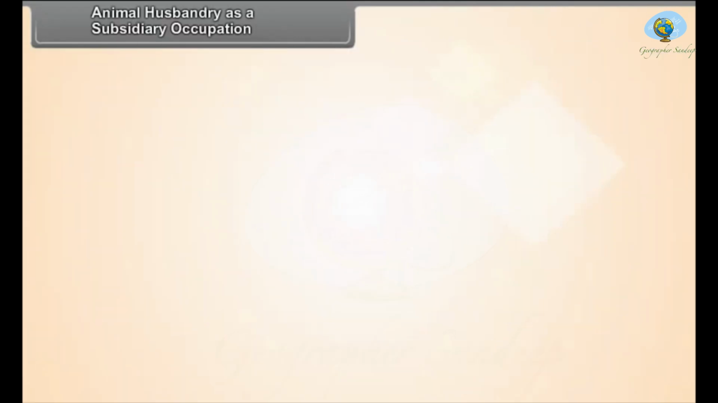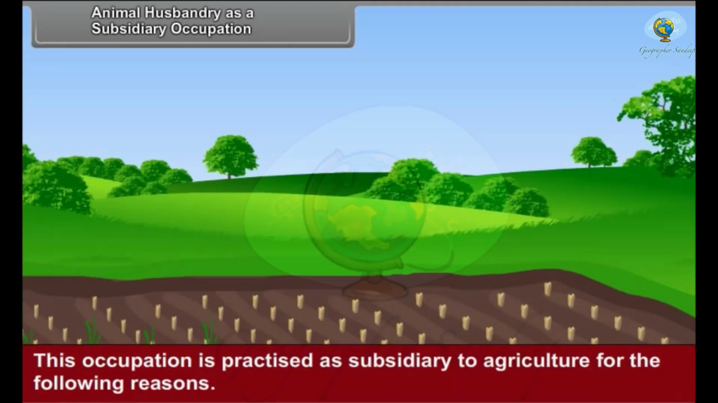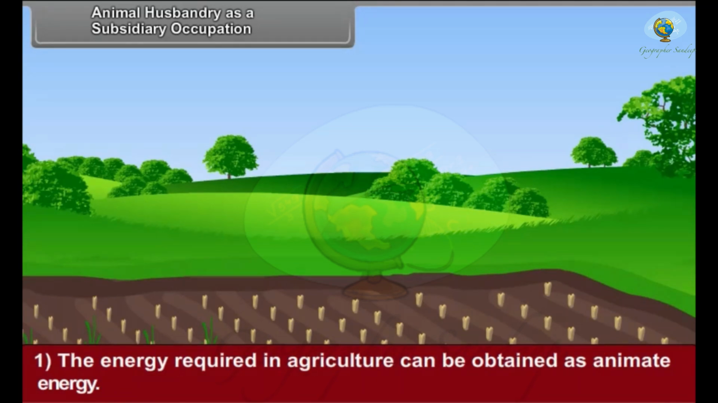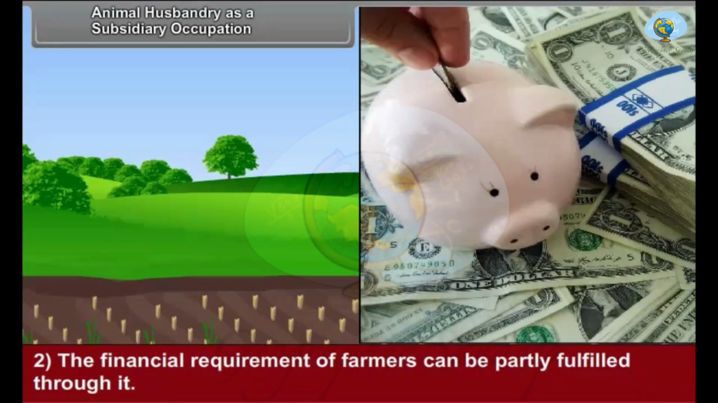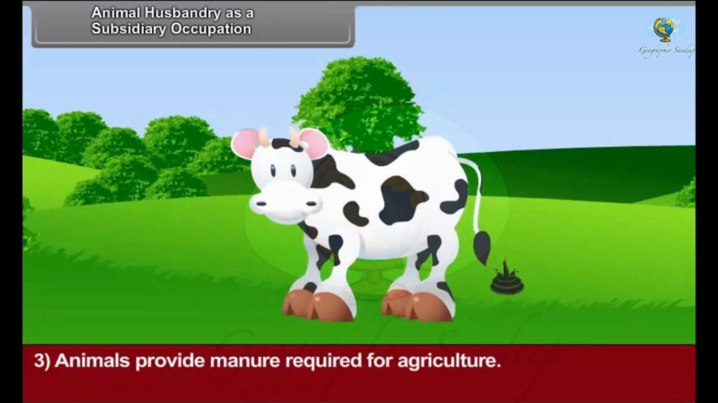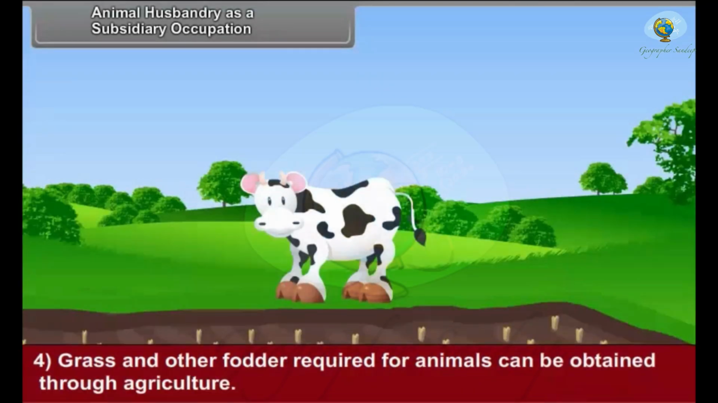Animal husbandry as a subsidiary occupation. This occupation is practiced as subsidiary to agriculture for the following reasons. The energy required in agriculture can be obtained as animate energy. The financial requirement of farmers can be partly fulfilled through it. Animals provide manure required for agriculture. Grass and other fodder required for animals can be obtained through agriculture.